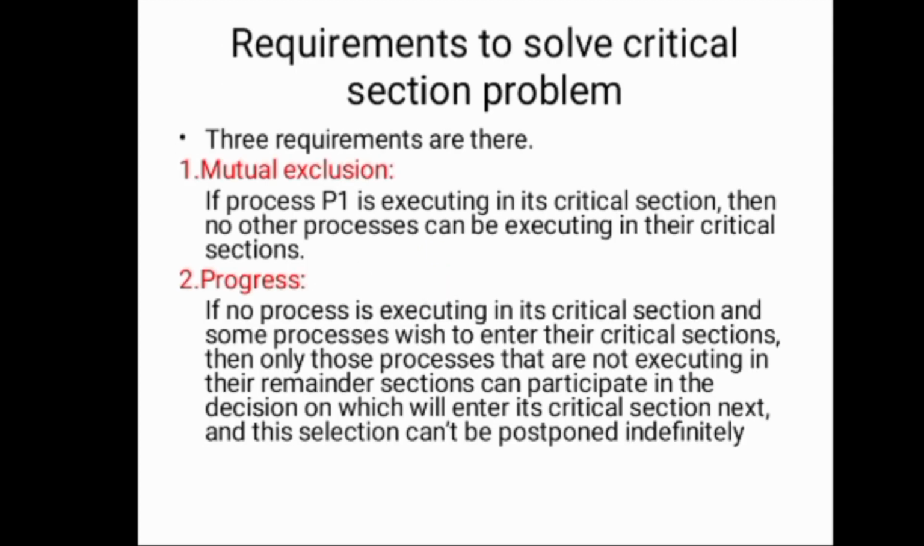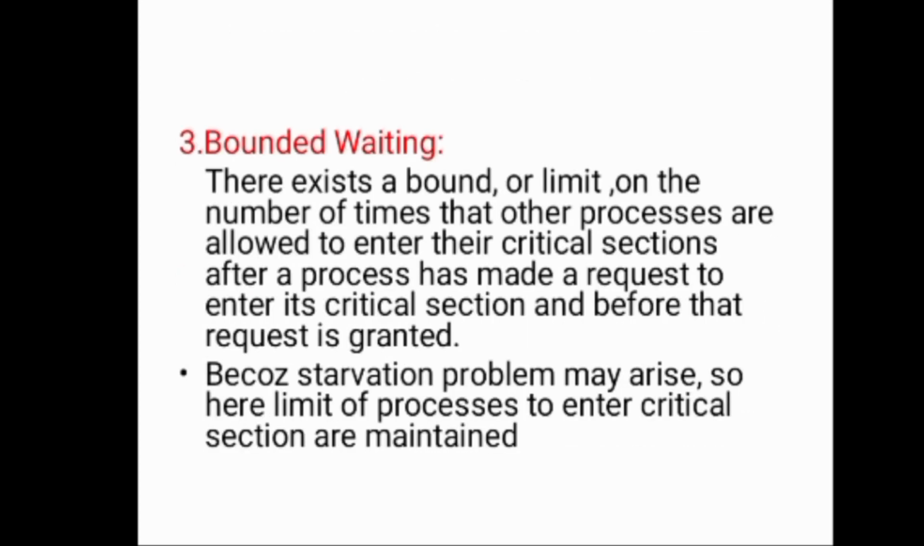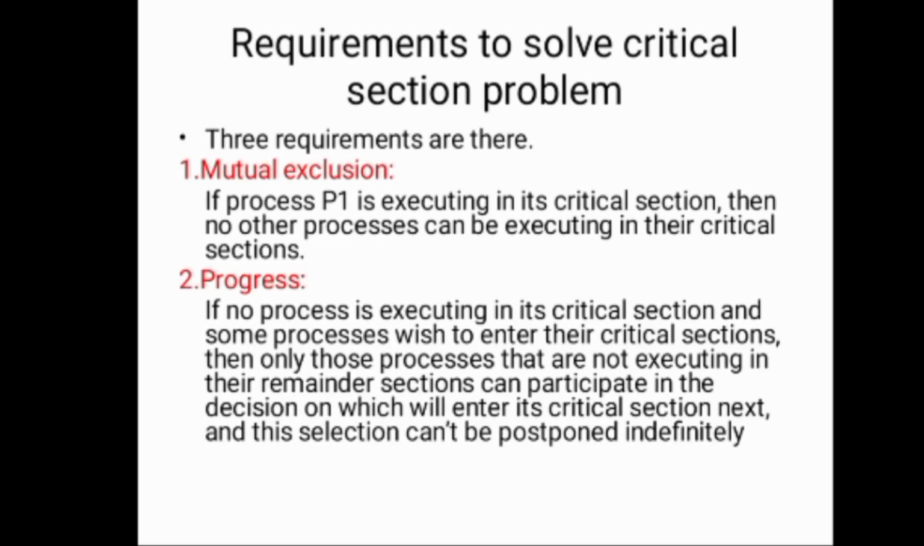There are three requirements to solve the critical section problem: mutual exclusion, progress and bounded waiting. First we will learn what mutual exclusion is. Mutual exclusion means that if process P1 is executing in its critical section, then no other process can be executing in its critical section. At the same time, only one process will be executed in the critical section.